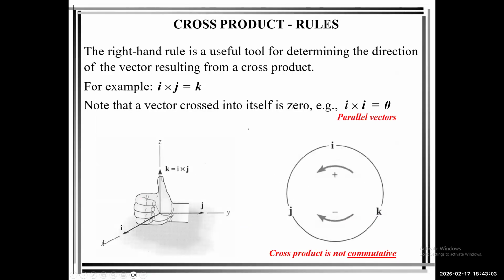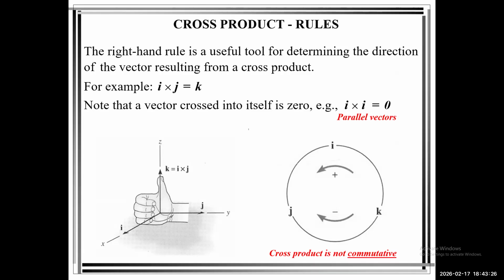The cross product rule is different from the dot product rule. All right, remember I was telling you. So here we're looking at it now. The right hand grip rule is a useful tool to determine the direction of the vector resulting from the cross product. For example, I times J is equal to K.